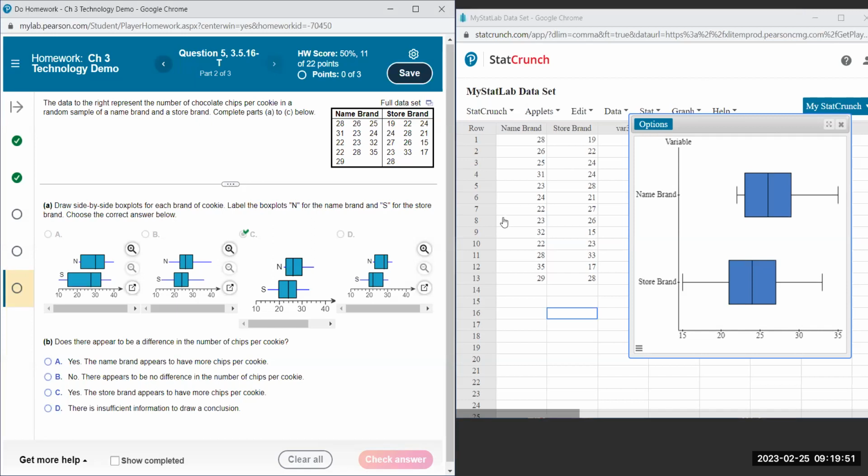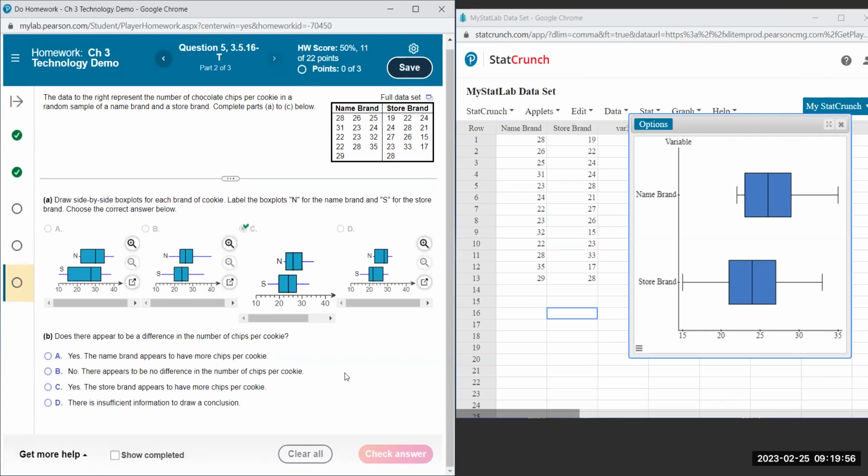Does there appear to be a difference in the number of chocolate chip cookies? They changed this recently. I always think about this because the name brand seems to have more. The medium is 26, whereas the medium here is 24. Now, a difference between two chips doesn't seem like a lot. So that could have happened by chance variation. That's going to happen naturally from sample to sample. So in my case, I wouldn't say that that's significant, but you could see it.